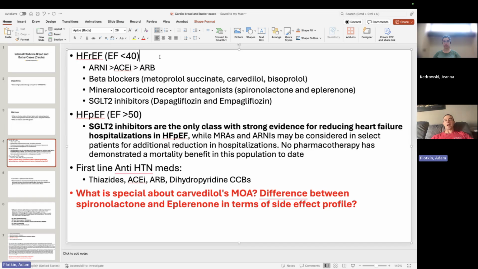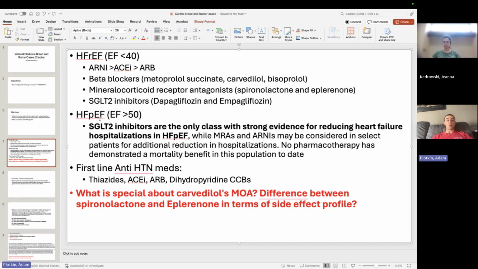HFrEF, we usually define as an ejection fraction less than 40. HFpEF, we define as an ejection fraction greater than 50. In between, there's a couple different terms for them. Some call them moderately reduced ejection fraction. Not going to be tested on Step 2. For Step 2, know HFrEF less than 40, HFpEF greater than 50.